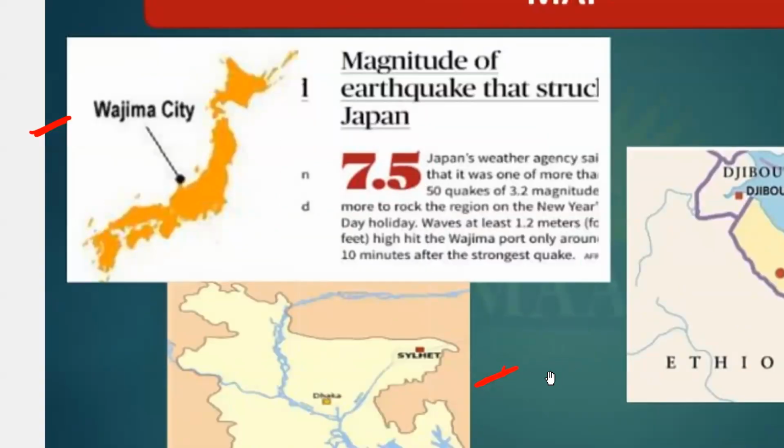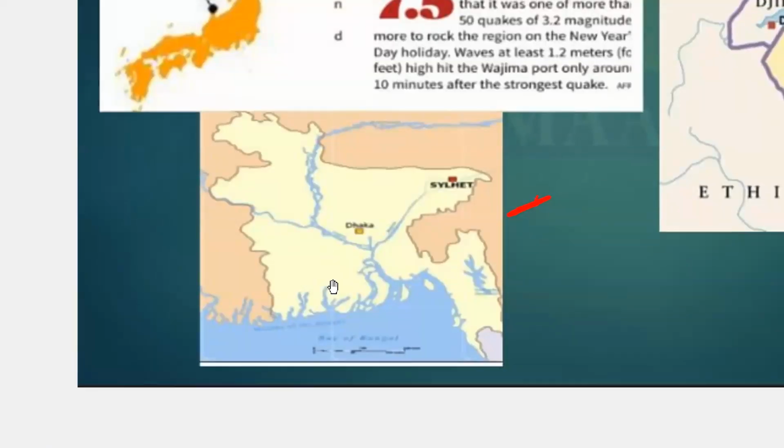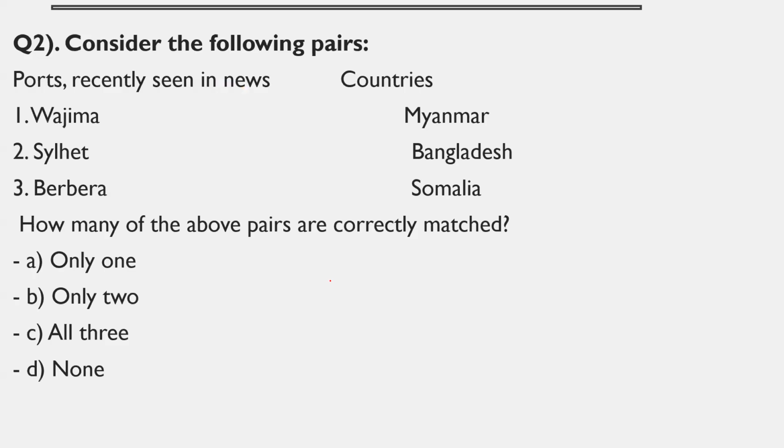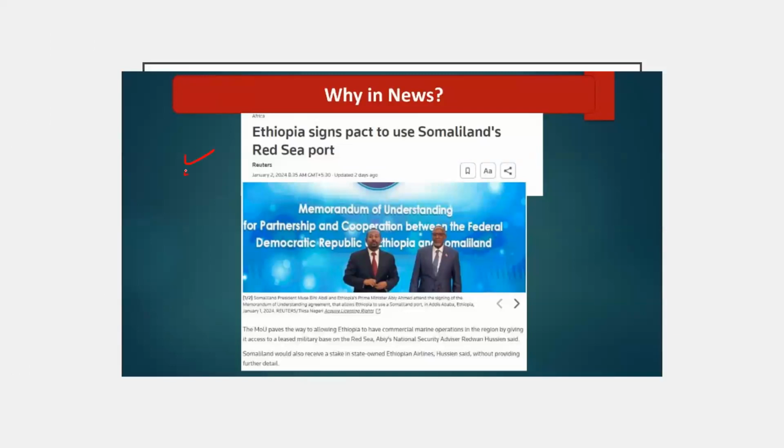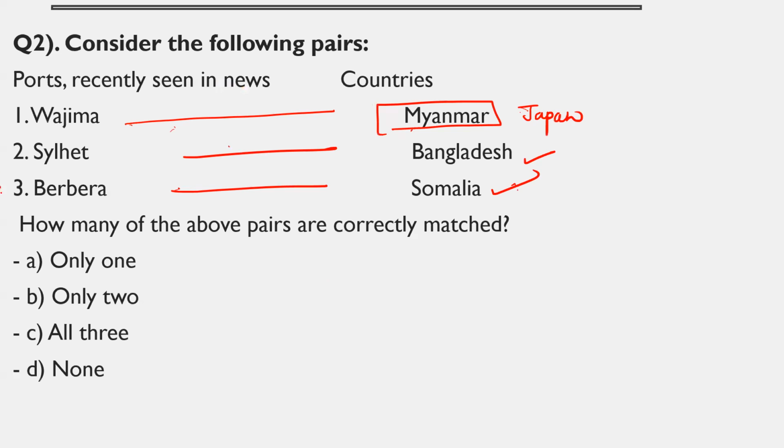I have taken the pictures of these, so I hope you all have got the location of these ports. Wajima is not in Myanmar. Wajima port is in Japan. Sylhet is in Bangladesh and Berbera is in Somalia. Second and third statements are right; the first is wrong. Recently, Ethiopia signed a deal to use Somaliland's Red Sea port, which is Berbera. That's why these ports were in news, and you should remember their names, because whatever place is in news is important for the UPSC.